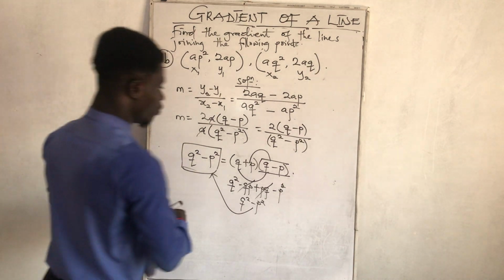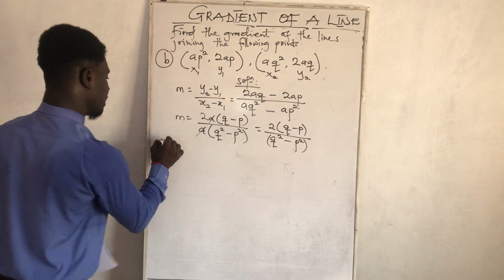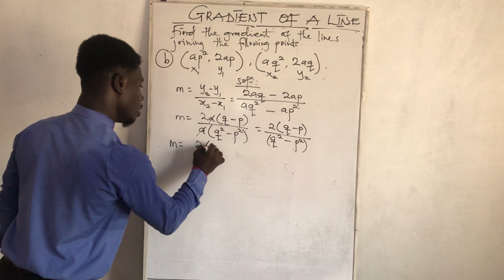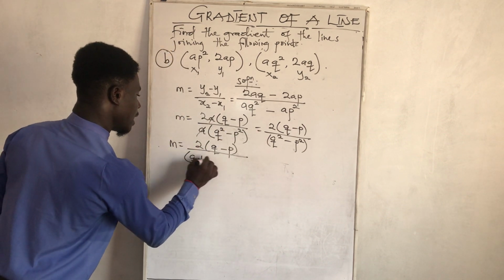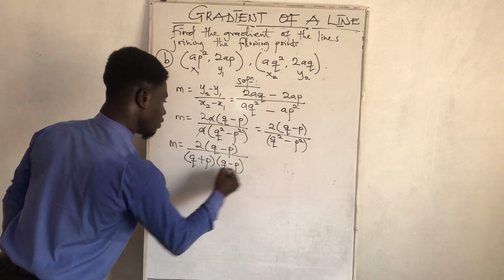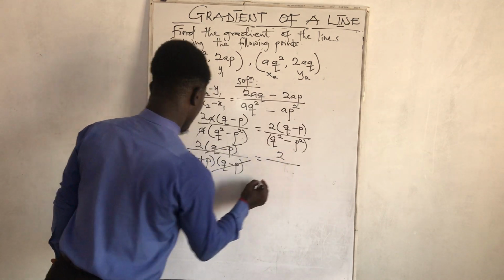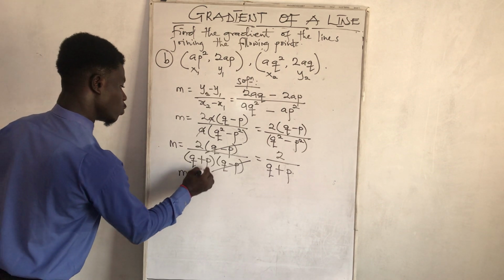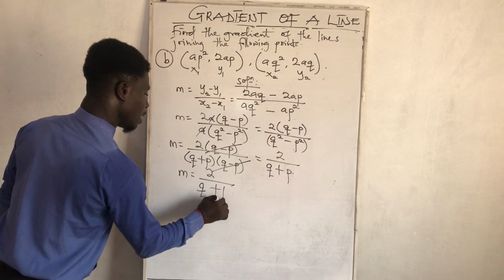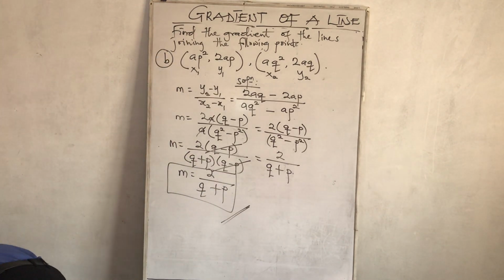Right. So we can use that. So I can say that m must be equal to 2 times Q minus P all on Q plus P, then Q minus P. So this one cancels that. Right. So I'll get 2 on Q plus P. Then m must be equal to 2 on Q plus P. So as simple as that. So kindly watch it very carefully.